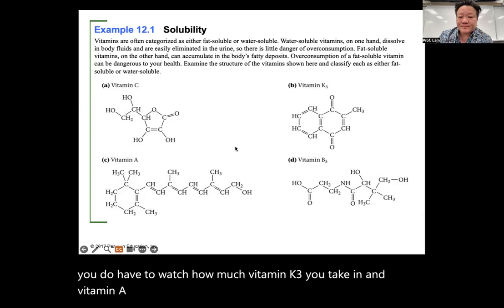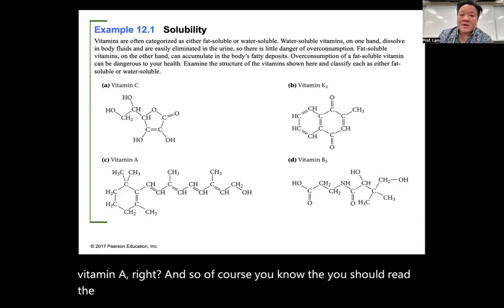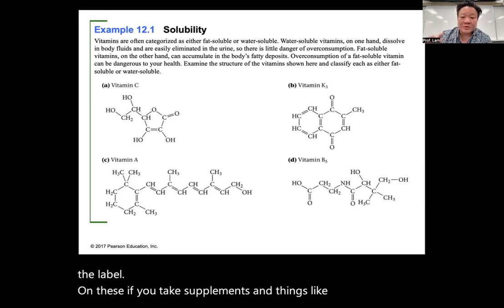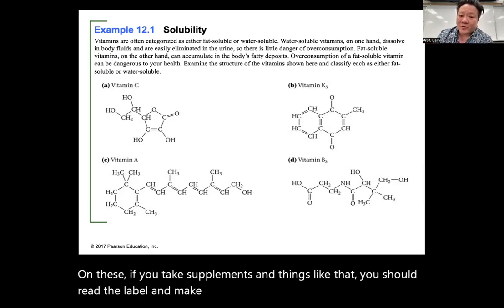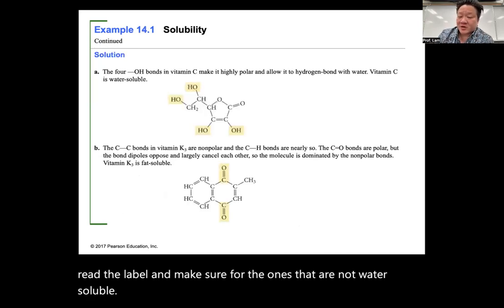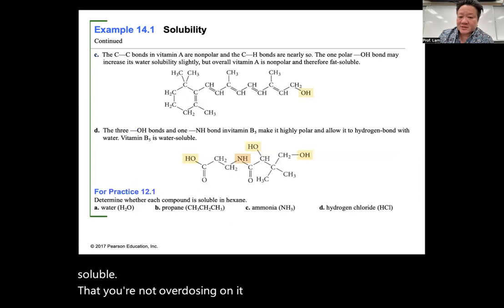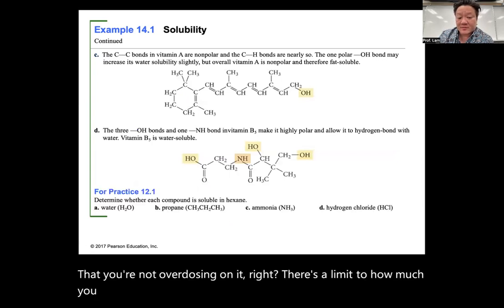And so, of course, you should read the label on these. If you take supplements and things like that, you should read the label and make sure, for the ones that are not water soluble, that you're not overdosing on it, right? There's a limit to how much you can have, right? All right, let's keep going.